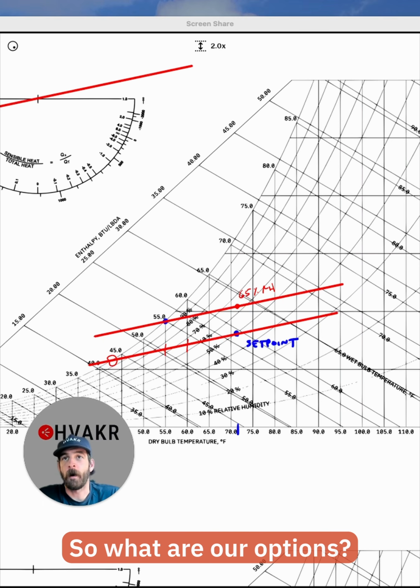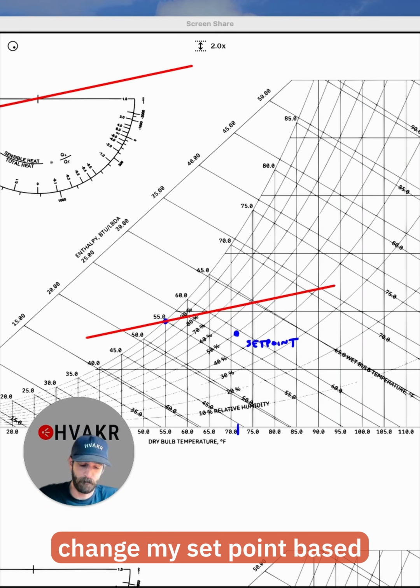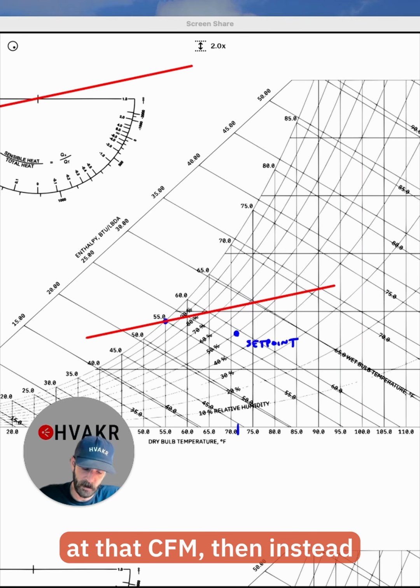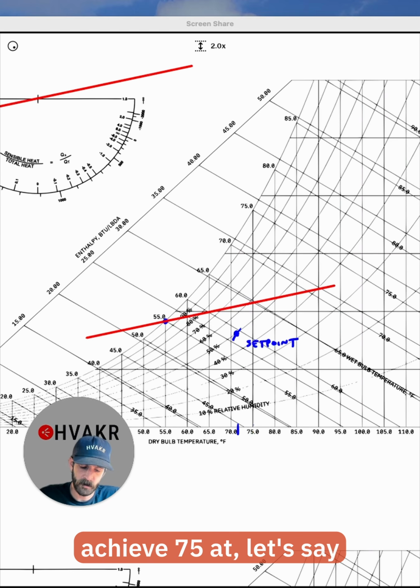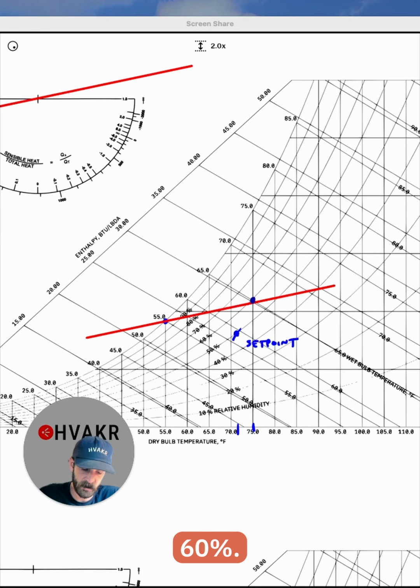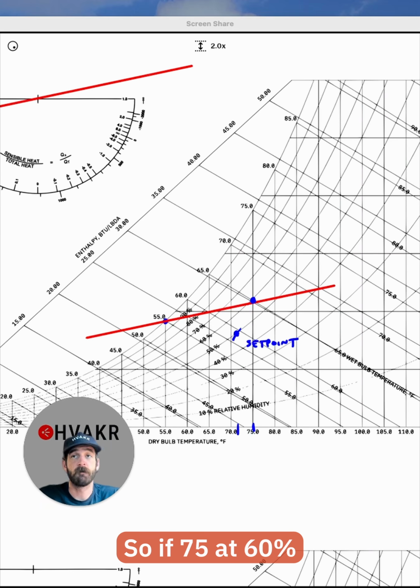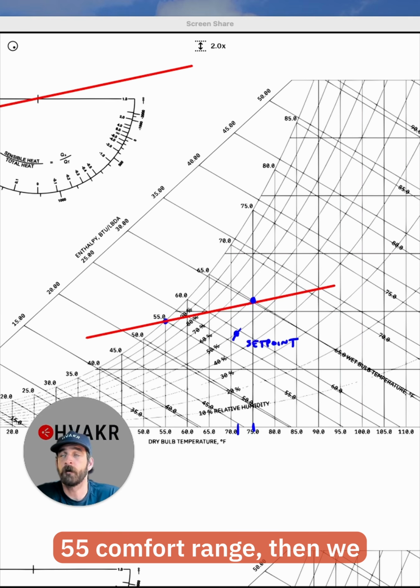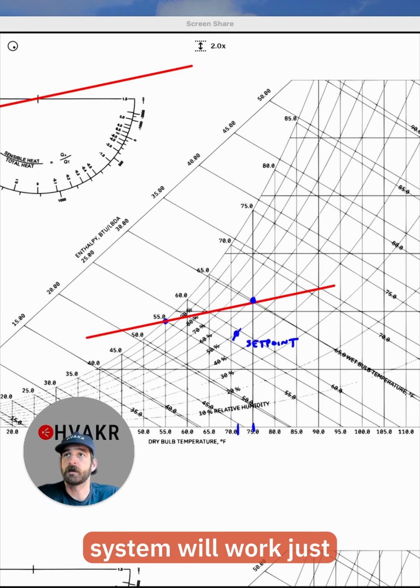So what are our options? Option 1, I can change my set point. Based on how this is set up, if we're sticking with 55 at that CFM, then instead of 72 at 50, I can achieve 75 at, let's say, 60%. In fact, I'm a little bit under. So if 75 at 60% is acceptable, and that is still within the ASHRAE 55 comfort range, then we can do that. The system will work just fine.